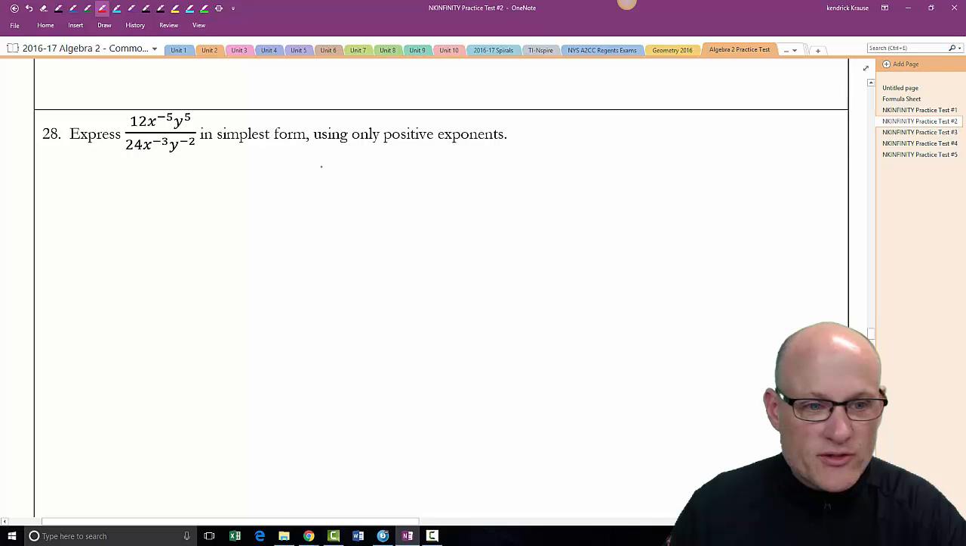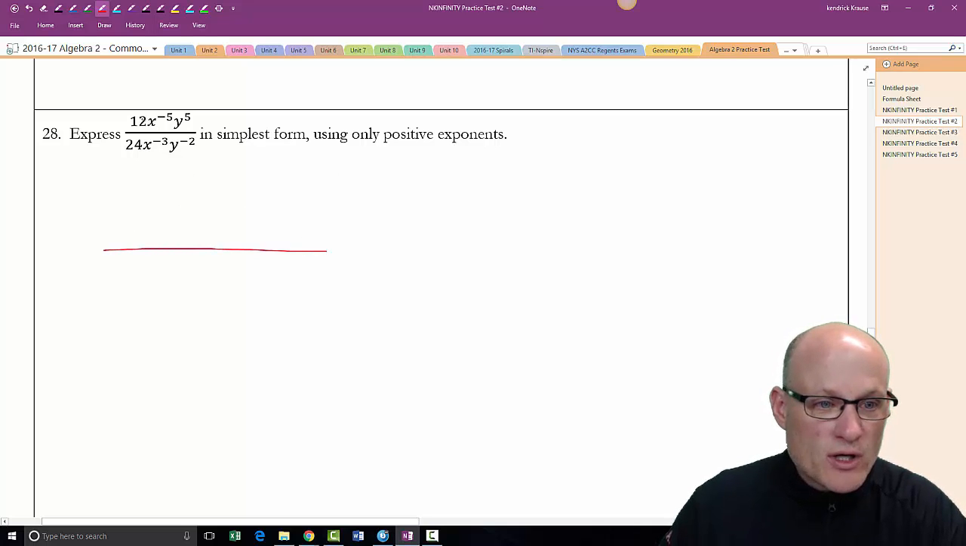Speaking of negative exponents, I guess this is the problem with negative exponents. Let's talk about this. Here's what we're going to do. We're going to simplify this first. 6 goes in here twice. Oh, I think there's a bigger number. Oh, 12. I didn't even see that. 12 goes in here once, 12 goes in here twice. So let's start with 1/2.